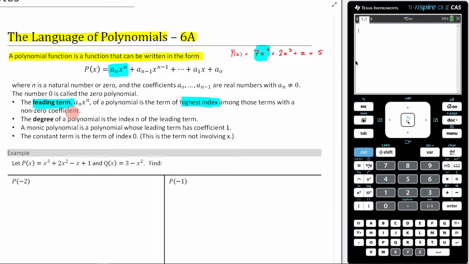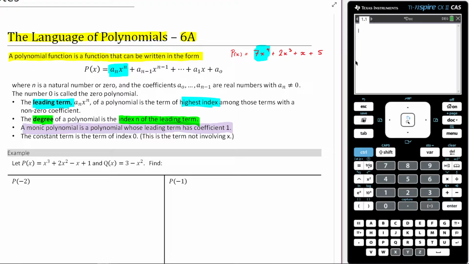Next is the word degree. The degree of the polynomial is the index n of the leading term. So for our example here, we would say that this polynomial is a 4th degree because the index of the leading term is 4, so it's a 4th degree. Let's now read our next one. It says, a monic polynomial is a polynomial whose leading term has a coefficient of 1.